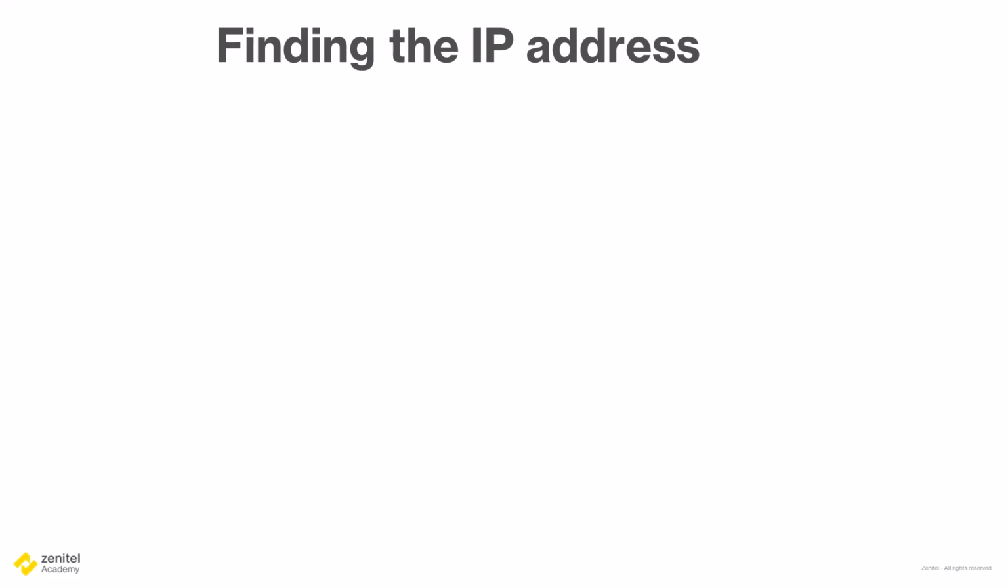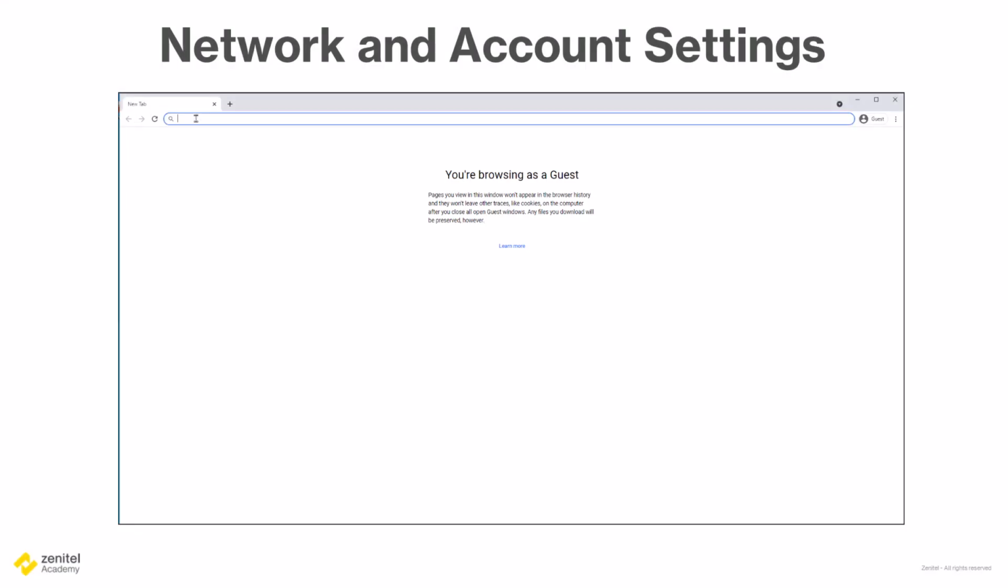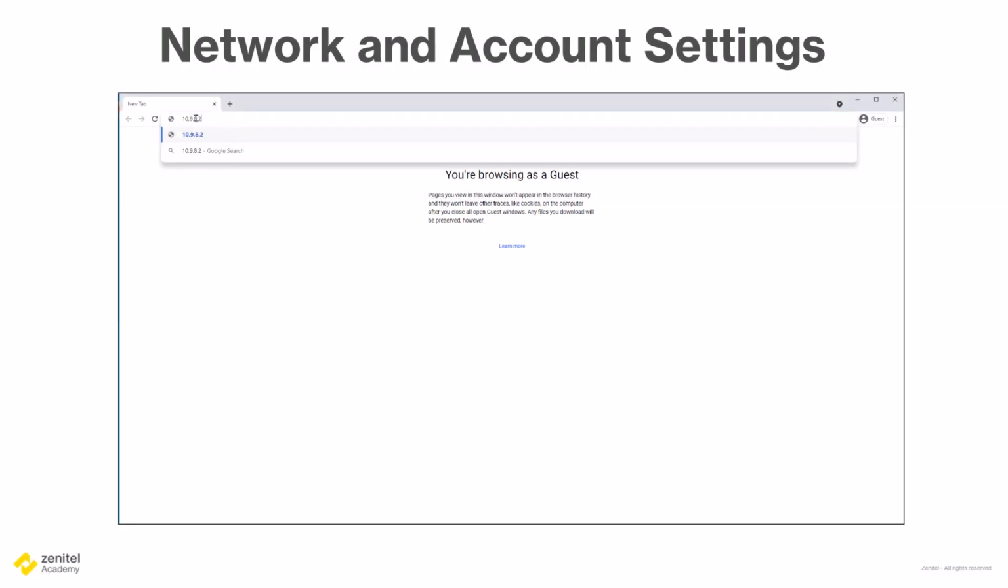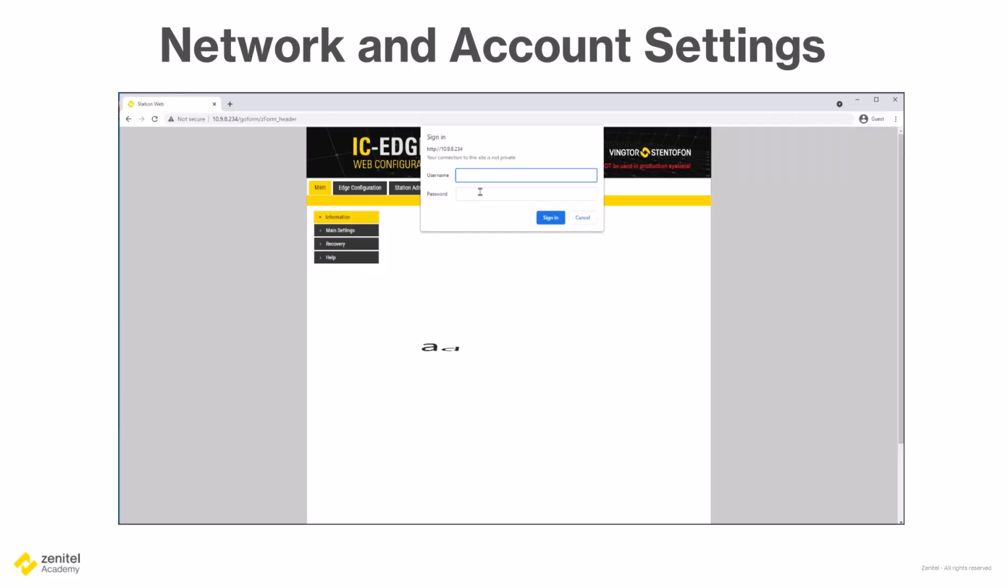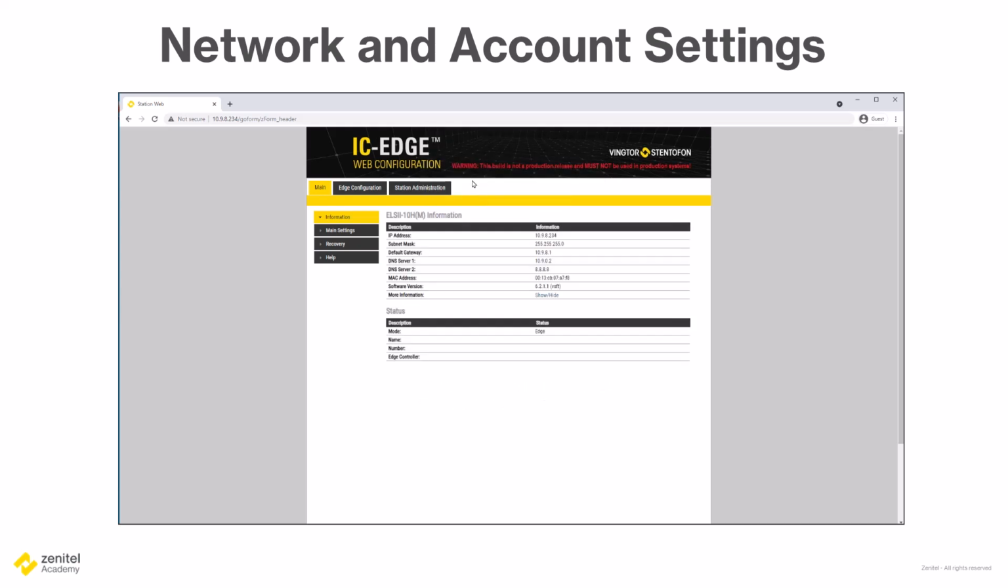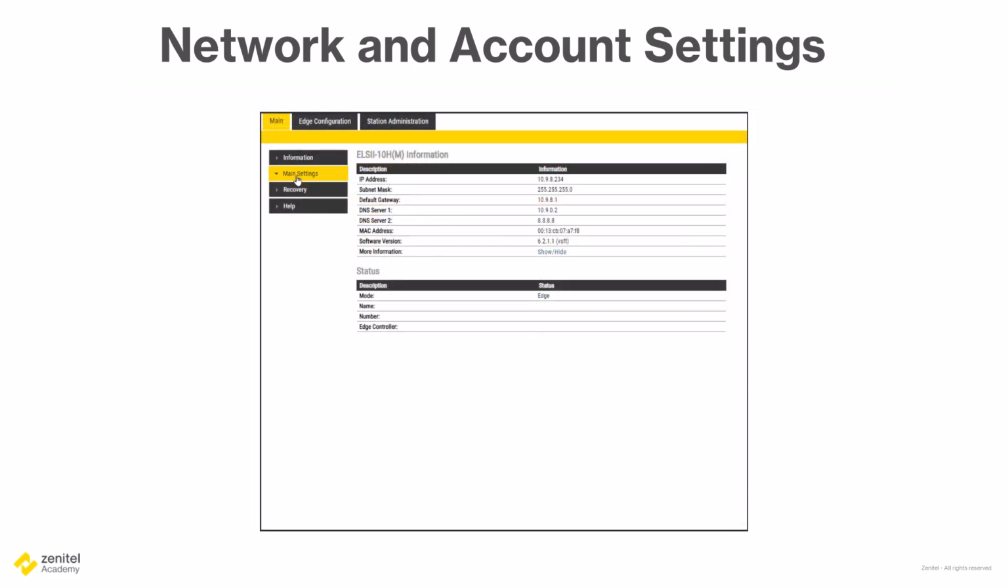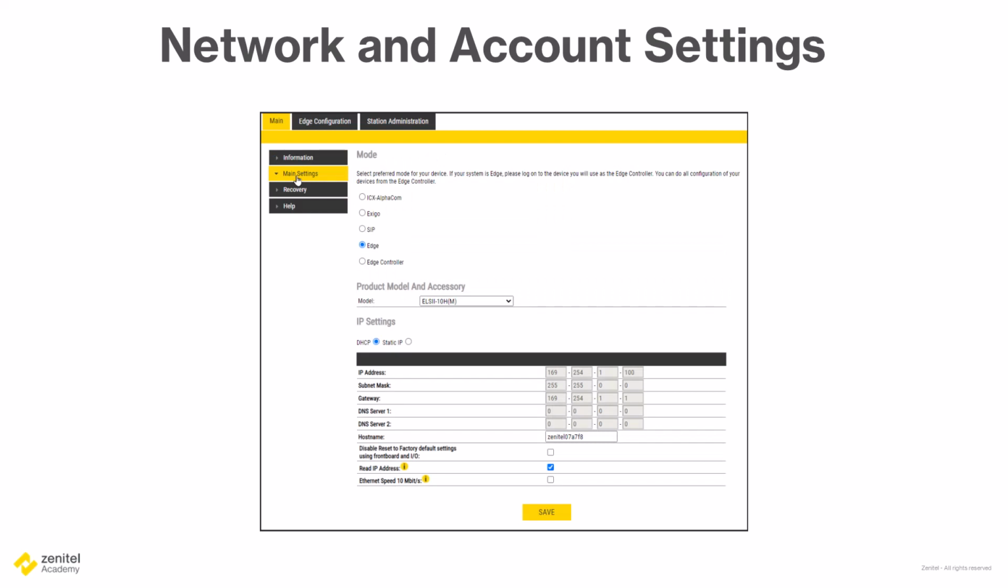Now that the IP address is known, enter the address in the address bar of a web browser, and log in to the IP speaker. Remember to change the password from the default. The first step is to configure the network and account settings.